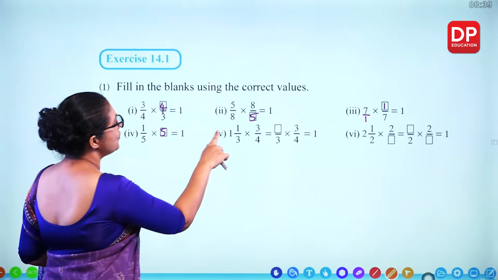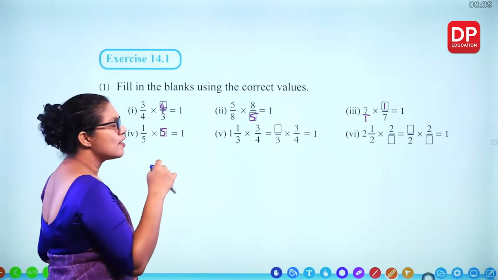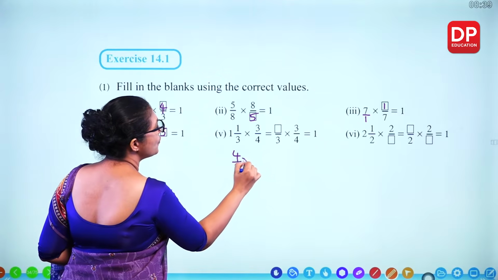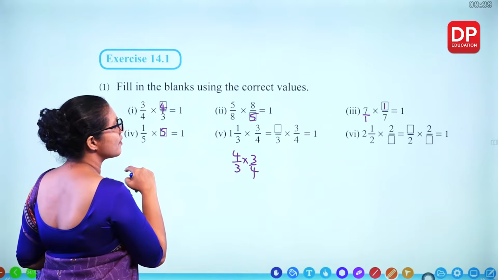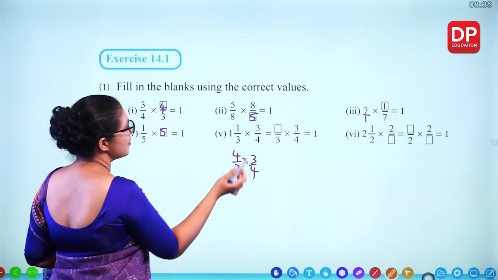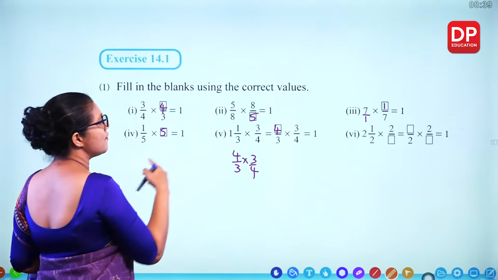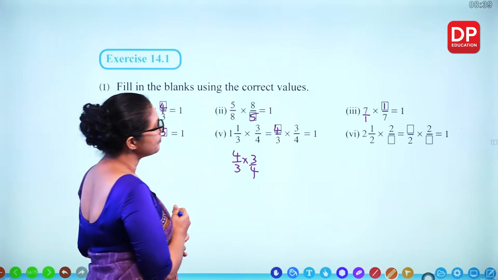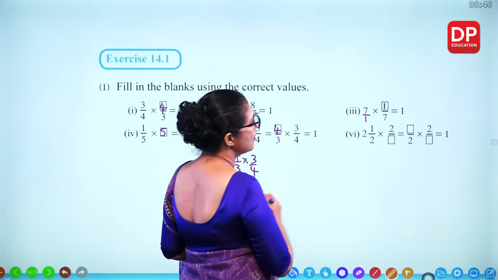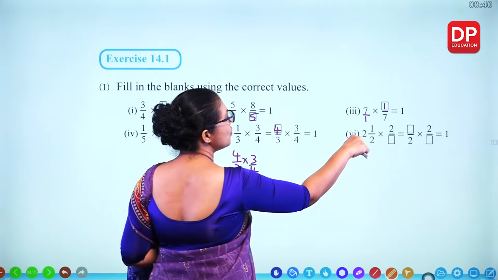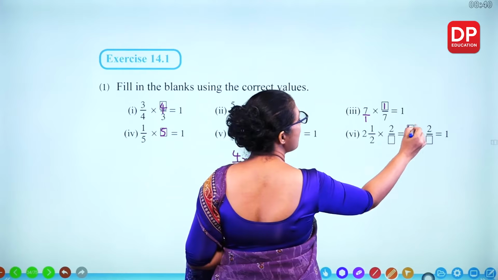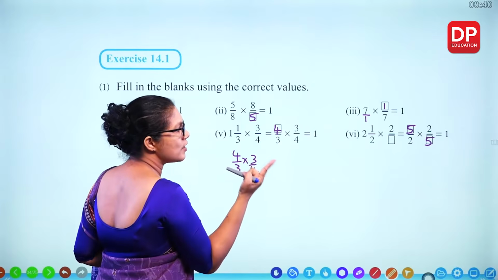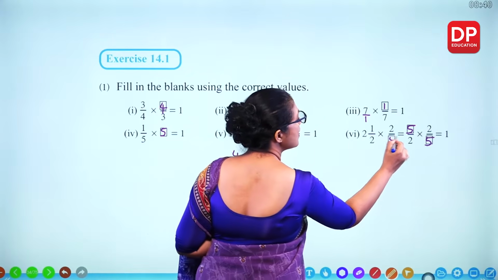This one, 3, 1 and 1/3 means 4/3. So 4/3 into 3/4. What you get? You get 1. So this is 4. Converting mixed number to improper fraction. Look at this one. Convert this one to improper fraction. You get 2 times 2, 4 plus 1, 5. Then when you multiply by its reciprocal, you get 1 there. So this should be 5.